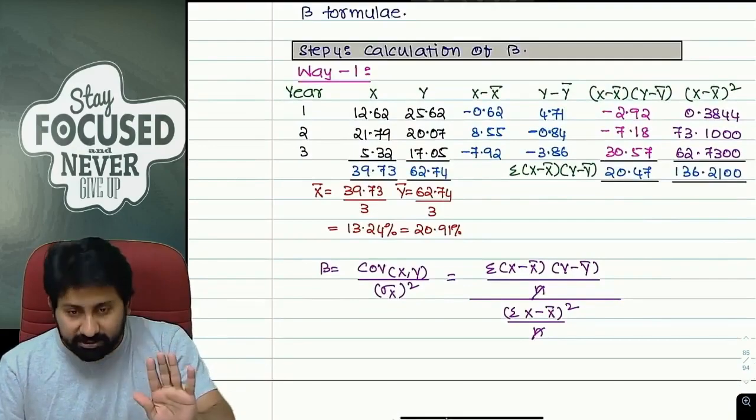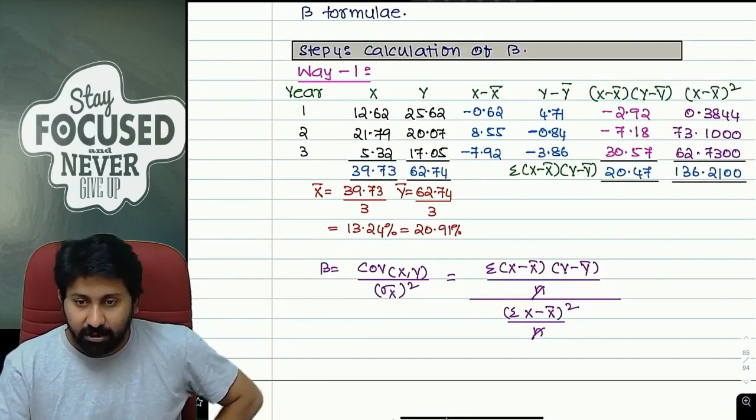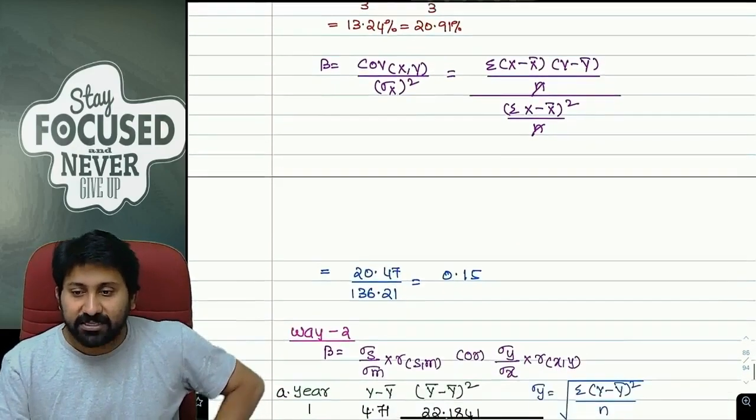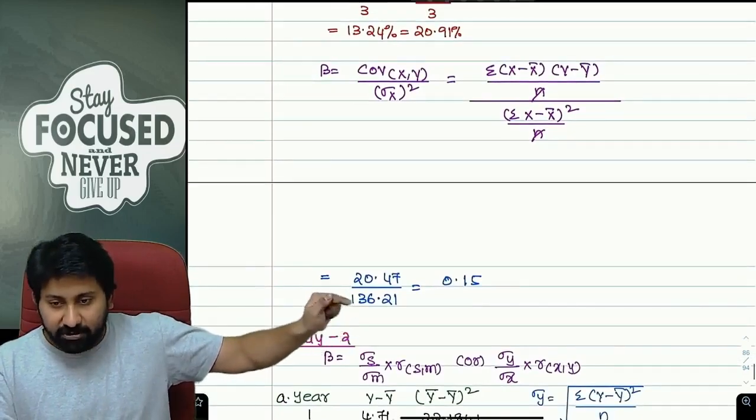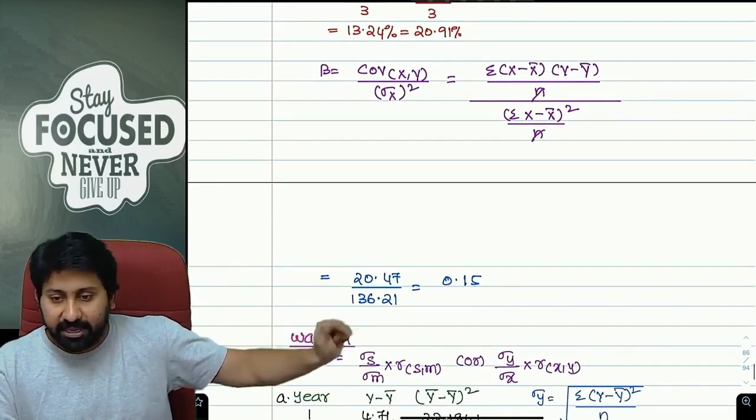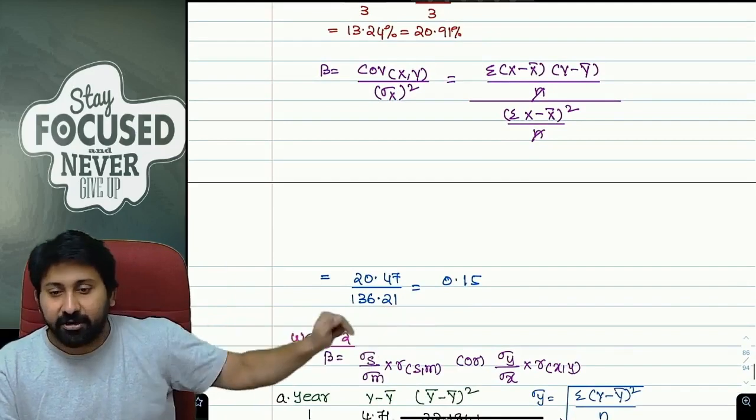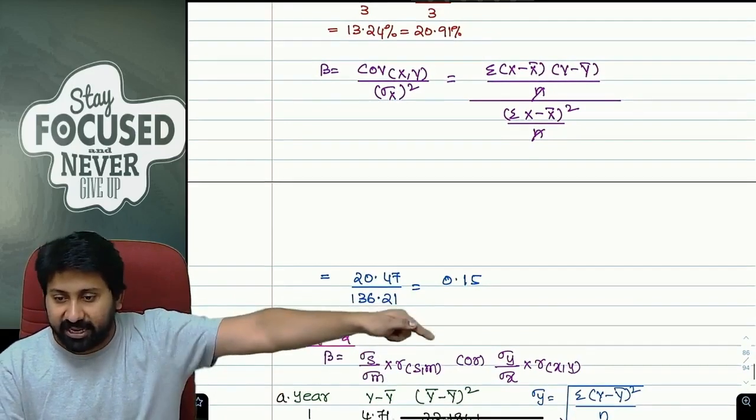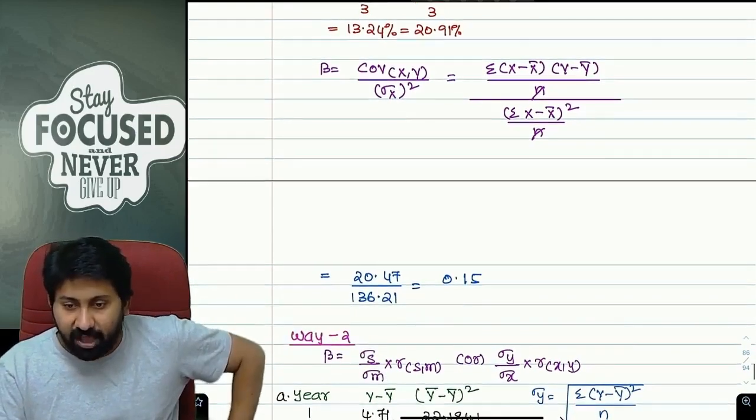If you want, pause the video and note this answer. Way number 2: beta equals sigma s by sigma m into RSM. Here S means y, security is on the y-axis and market is on the x-axis, so sigma y by sigma m into RXY.